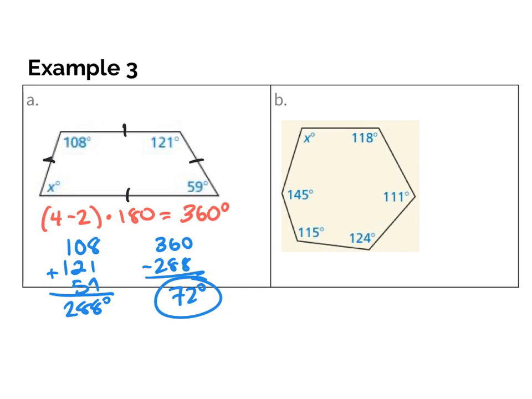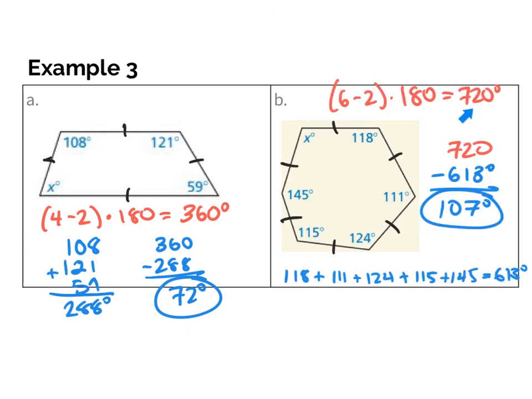All right, I want you guys to try example B on your own now. Think about the number of sides that it has. Use the interior angle sum theorem to figure out what all the angles should add up to, and then use that to find the missing angle. So go ahead, pause the video, and try this one on your own.